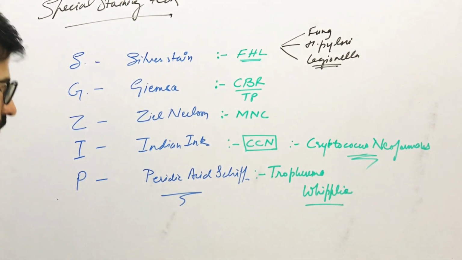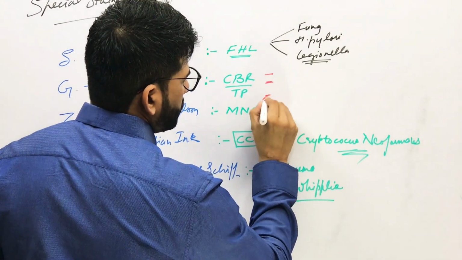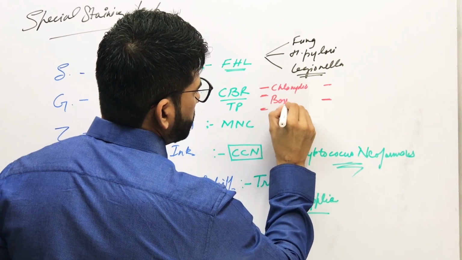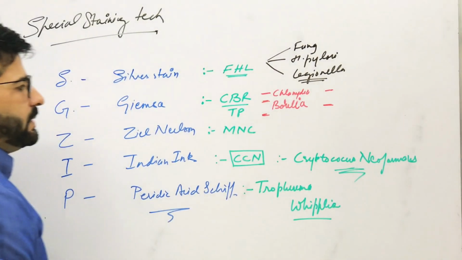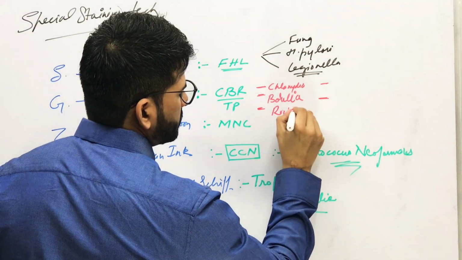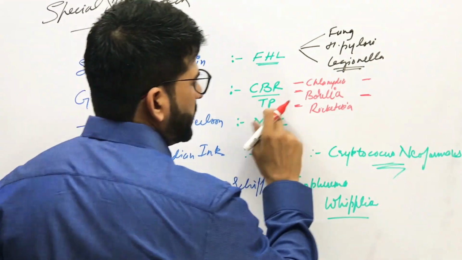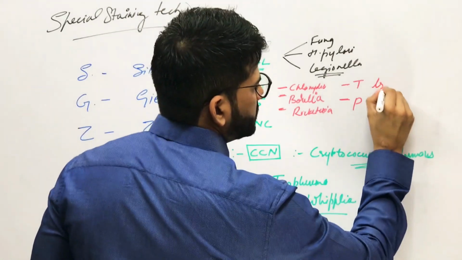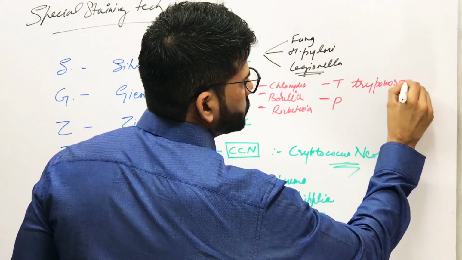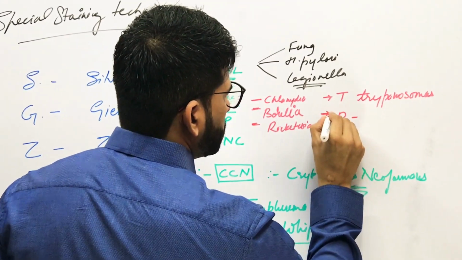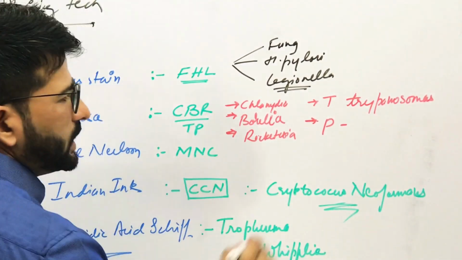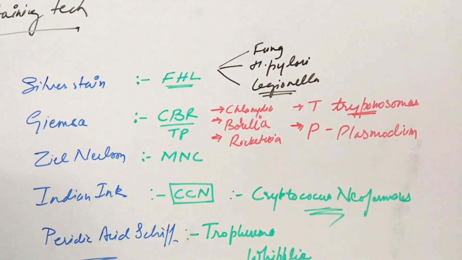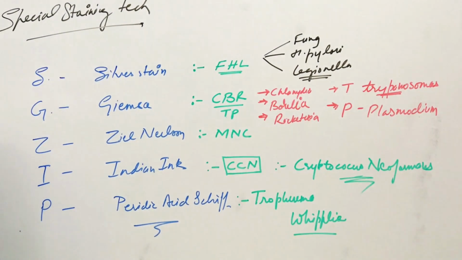And what does CBRTP stand for? CBRTP stands for Chlamydia, Borrelia, Rickettsia, T and P. T is for trypanosomas, and P stands for Plasmodium. So these are the organisms which are stained by Giemsa staining.